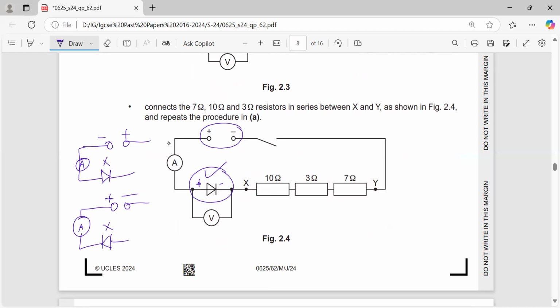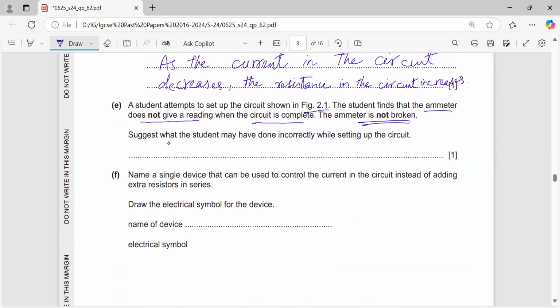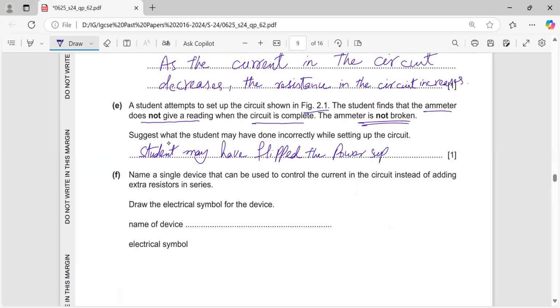So what are the possibilities? Why is the ammeter not giving the results even though everything is correct? So you can say the student may have flipped the power supply or diode. You can write only one of them. The student may have flipped the power supply or the student may have flipped the diode.